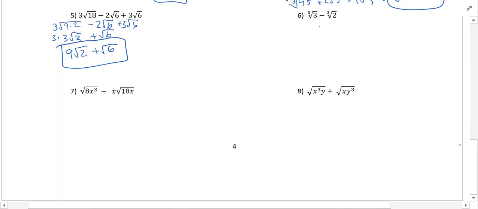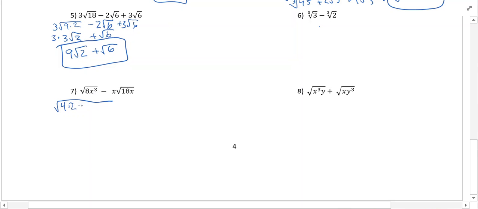All right, for the next one, again, you want to simplify first and then see if you have like radicals. So let's go ahead and simplify here. So we have the square root of 8 times x cubed. So remember, you want to break it up into perfect square factors. So 8 is 4 times 2.